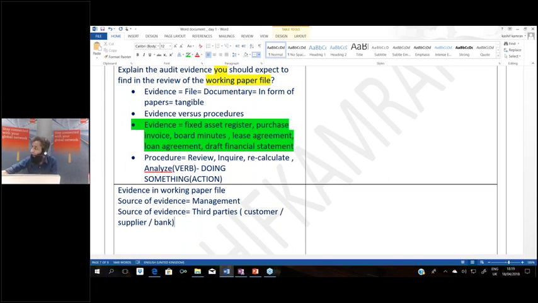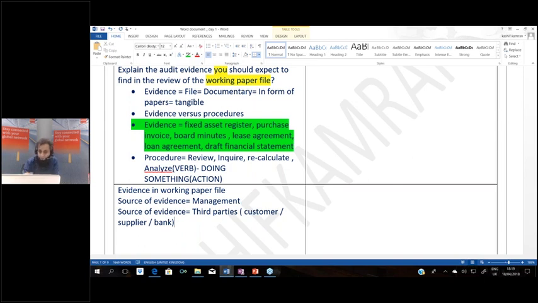Now, why am I telling you? Malik Awan, perfect, confirmation letter. And Sana Zahir, AEIOU, that's perfect. Procedure starts with AEIOU. Okay, so evidence in the working paper file can either come from the management or it can come from the third party.